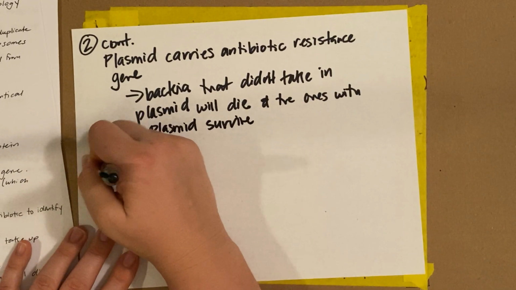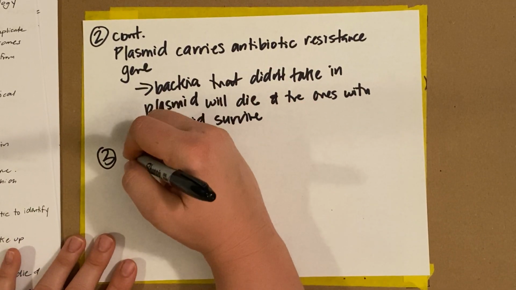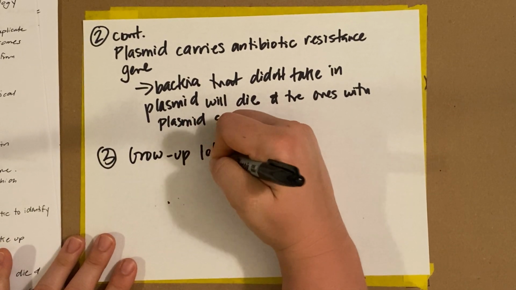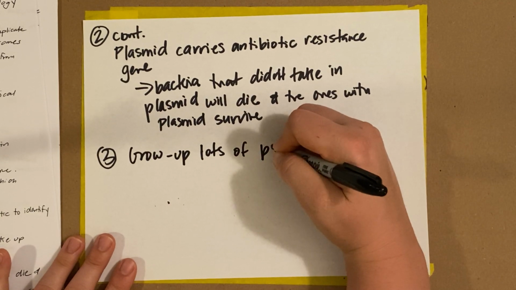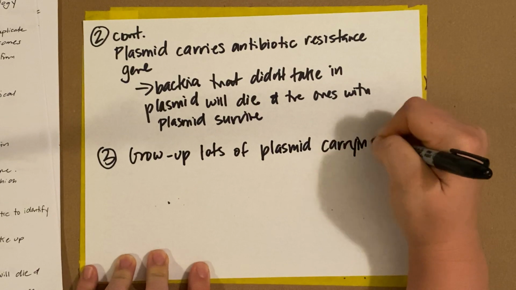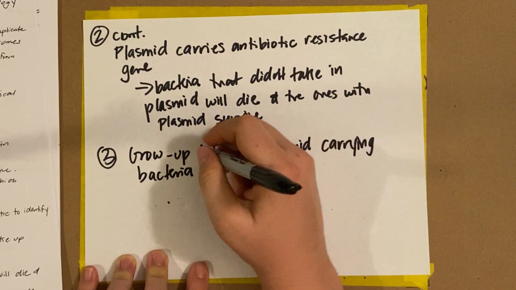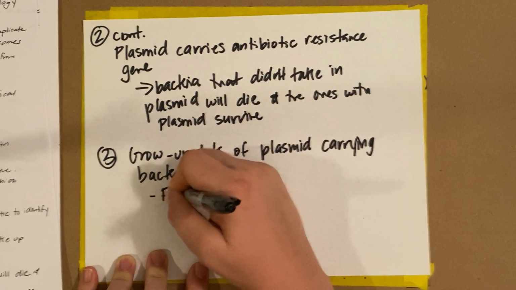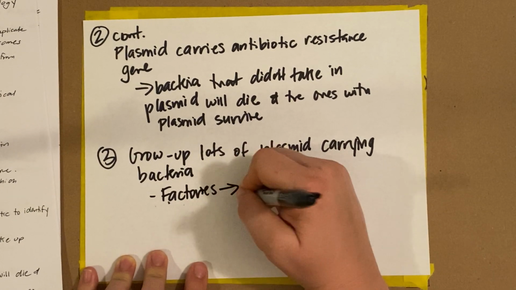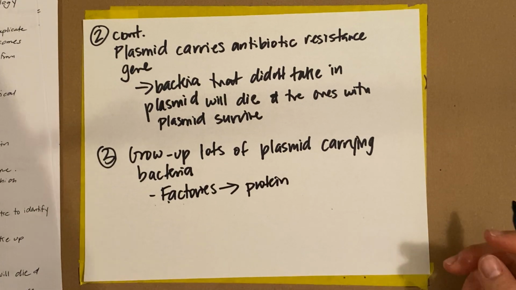Okay, and then the third step, what you do is you take those colonies that survive and grow up lots of plasmid carrying bacteria. Okay, and they basically act as factories that are going to make protein, whatever you're interested in, okay?